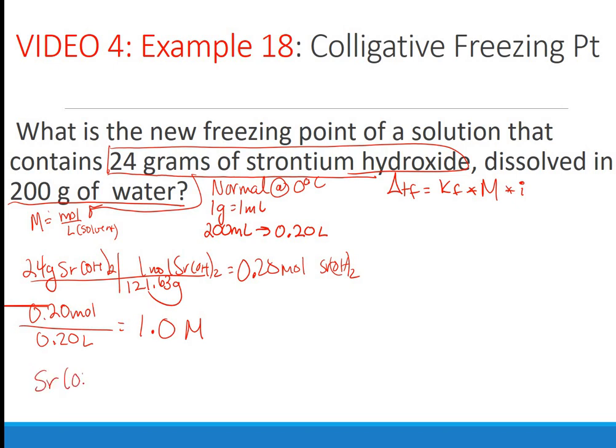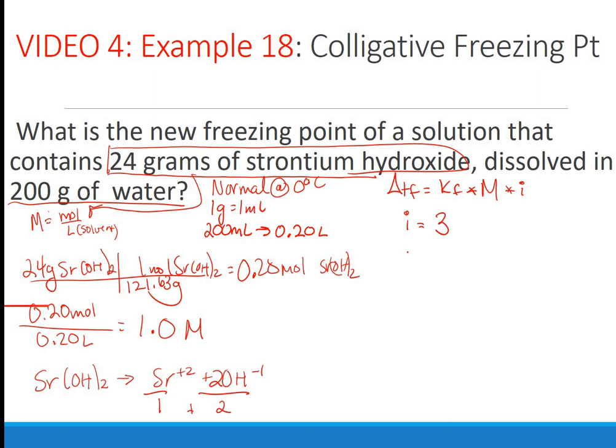So we're going to take strontium hydroxide and dissociate this. It breaks into Sr2+ plus OH-. Balance it out, so put a 2 in front of the OH-. So we end up getting 1 ion from strontium, 2 from hydroxide. So our i is going to end up being 3.